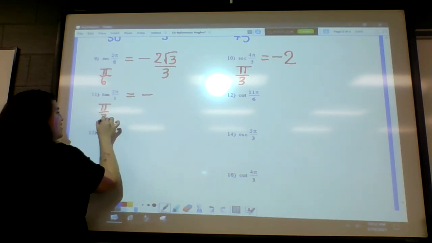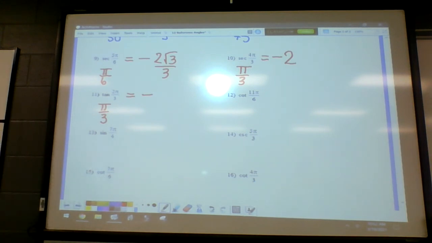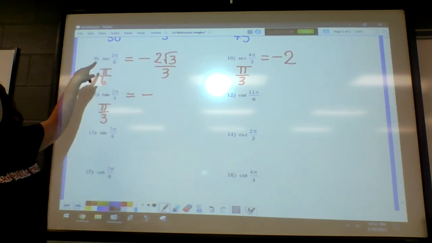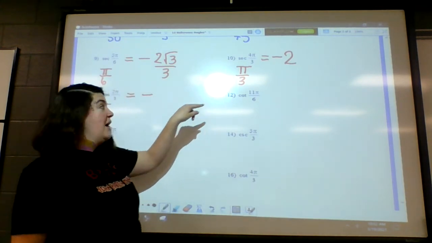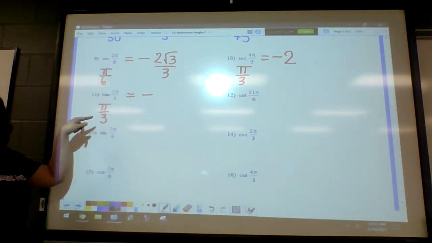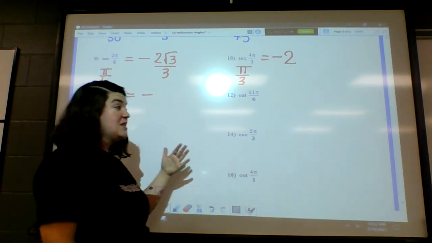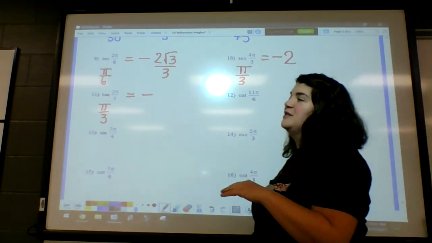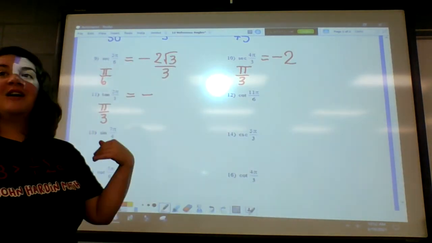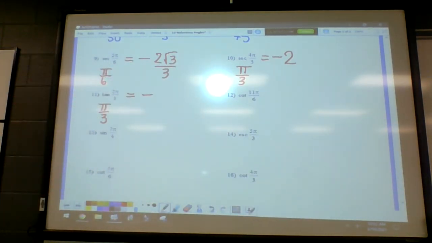Pi over 3. Can I point something out about these reference angles? If it's over 6, your reference angle is pi over 6. If it's over 3, your reference angle is pi over 3. Because your reference angles are either pi over 6, pi over 4, or pi over 3. Those are your 3 options for reference angles in Q1. That's it. Those are your options. And so if it's over 6, then it's an over 6. If it's over 3, it's over 3. And if it's over 4, it'll be a pi over 4.